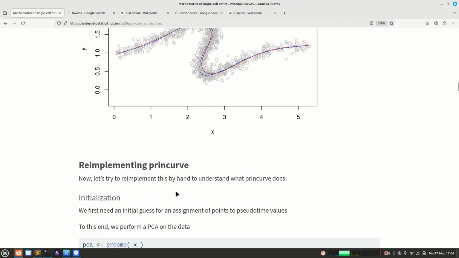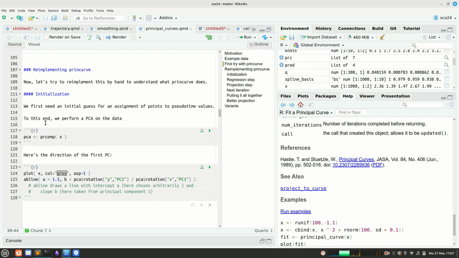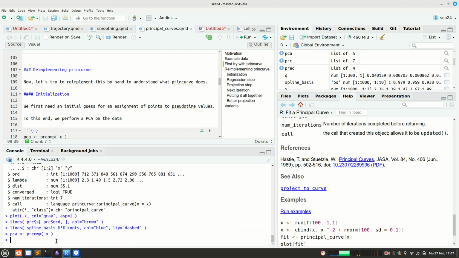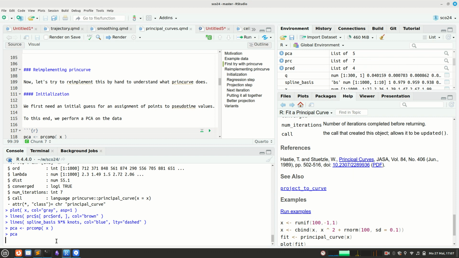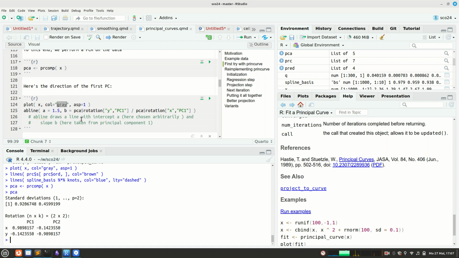And now let's try to do this ourselves. So we first need to initialize. And to initialize, I said, let's make a principal component analysis of our data. So I have here my principal component analysis. And as you can see, it gives me here the direction of a first principal component. And you can just read this as a slope of a line because I'm in 2D. Otherwise, it would be the vector of this.